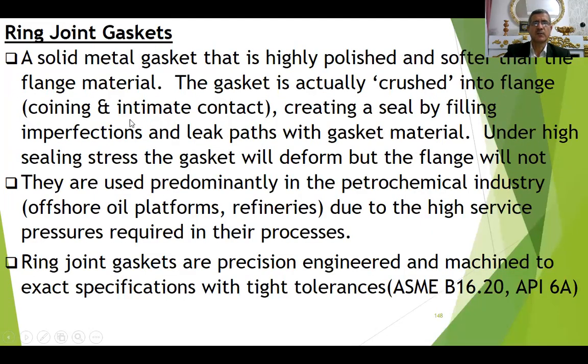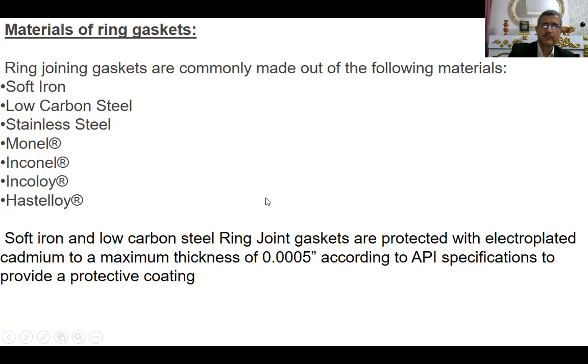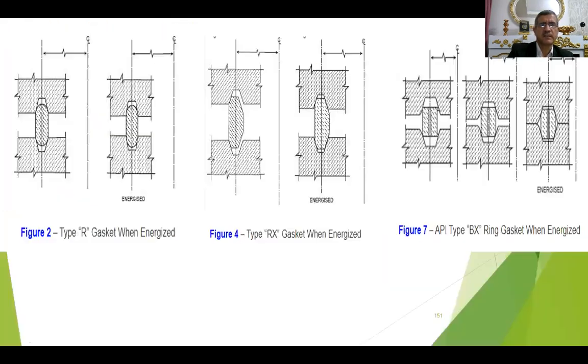Ring joint gasket also. We have three main types, R, RX, BX. It is depending on the pressure that can work in it, and each size. We have mainly 5 types, but we focus on 3 types. Material of ring gasket. This is the metal, mainly soft iron, low carbon steel, stainless steel. Here we have, this is R ring gasket, this is RX, and this is BX.